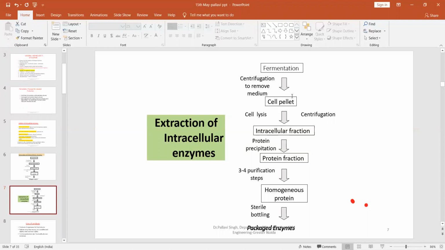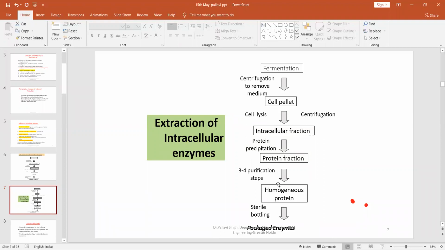So from these cell pellets, now I should go for cell lysis. As I told you, homogenizers can be used. Then we take the intracellular fraction, precipitate out the protein from it using the salting out technique, and then go for the purification.